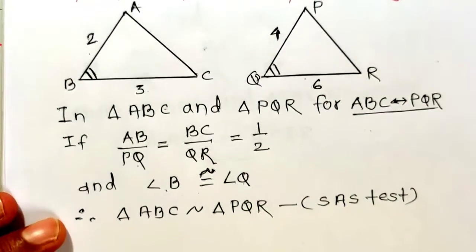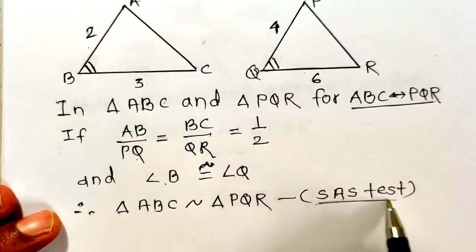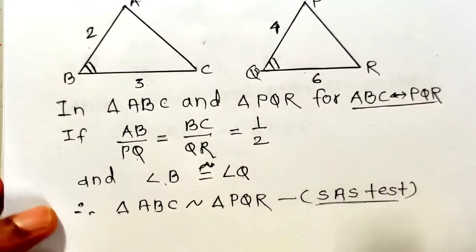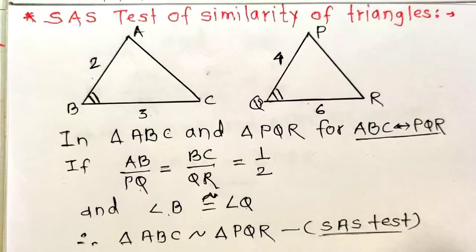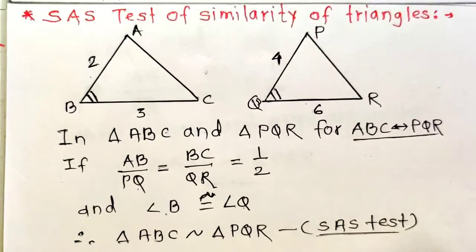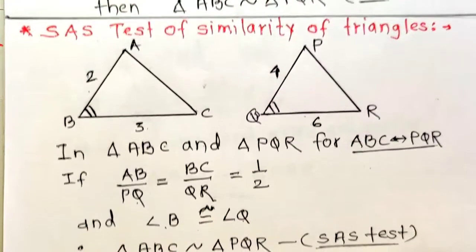In this way, these two triangles are similar by SAS test. So in this way we can use this SAS test. For SAS test, the two pairs of corresponding sides must be in proportion, and the angles included by these two sides are congruent. Then we can write triangles are similar by SAS test.